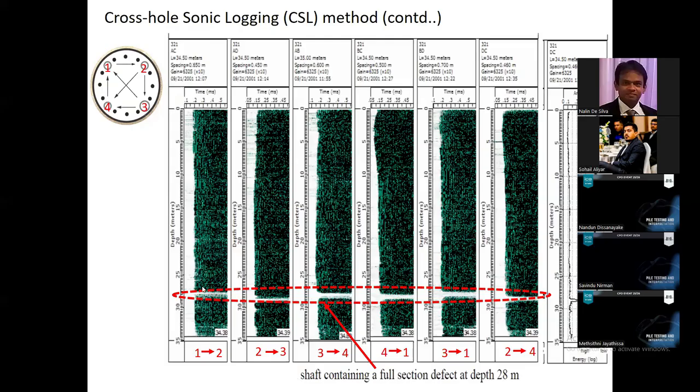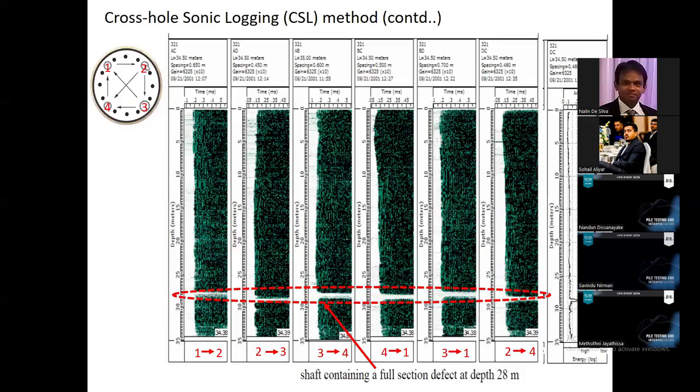So this is the waterfall diagram obtained by sending waves through holes 1 and 2, right? The wave transmitter is at hole number 1, receiver is at hole number 2. So when you start sending the waves between 1 and 2, this is the record. And you can see a loss of signal. This is indicating a delay in the arrival of the wave, right? So it is indicating that there is a defect at a depth of about 28 meters.